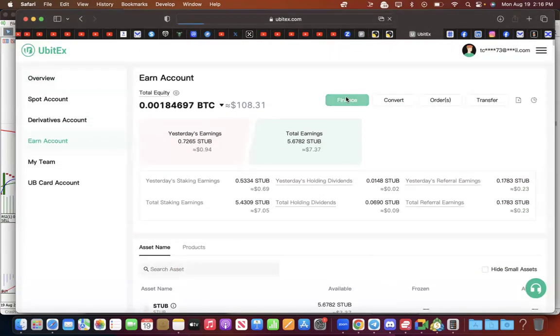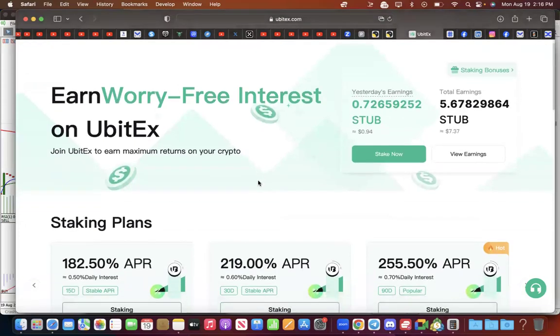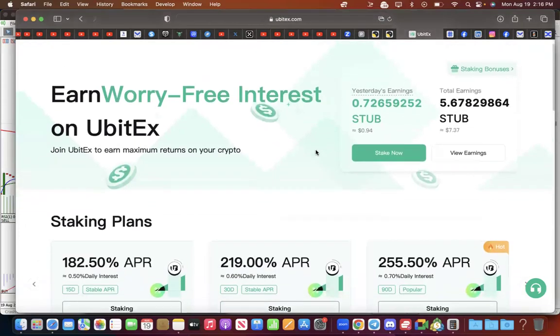If I click on finance here, look at it. First, look at this account. They are telling you that yesterday it earned 0.72 of this token, STUB. Look at what I was telling you, why I will buy the coin and use the coin I buy to make a lot of money and to do my capital protection.